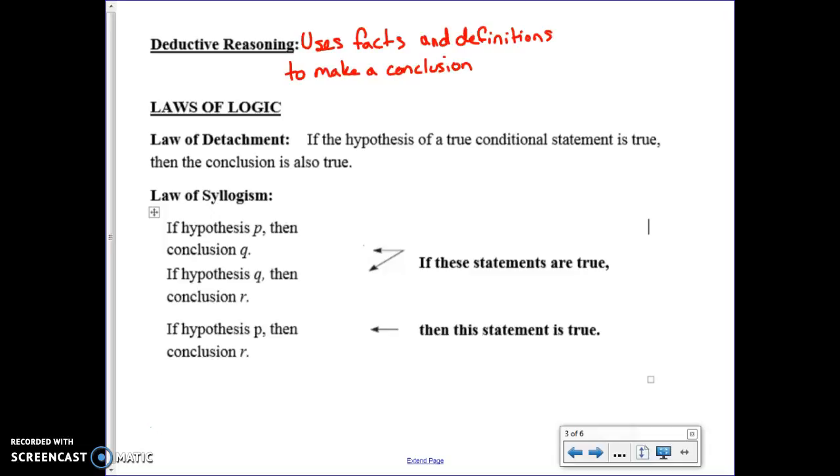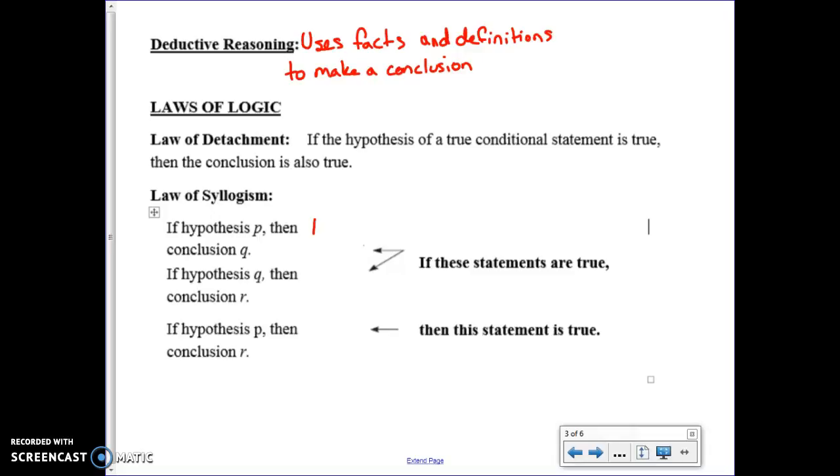So, two different laws of logic that we have. One is the law of detachment. The law of detachment says if the hypothesis of a true conditional statement is true, then the conclusion is also true. The law of syllogism is three different statements. And so these three statements are all going to be in if-then form. And then if we know that the first two statements are true, then we know that the third statement is true.